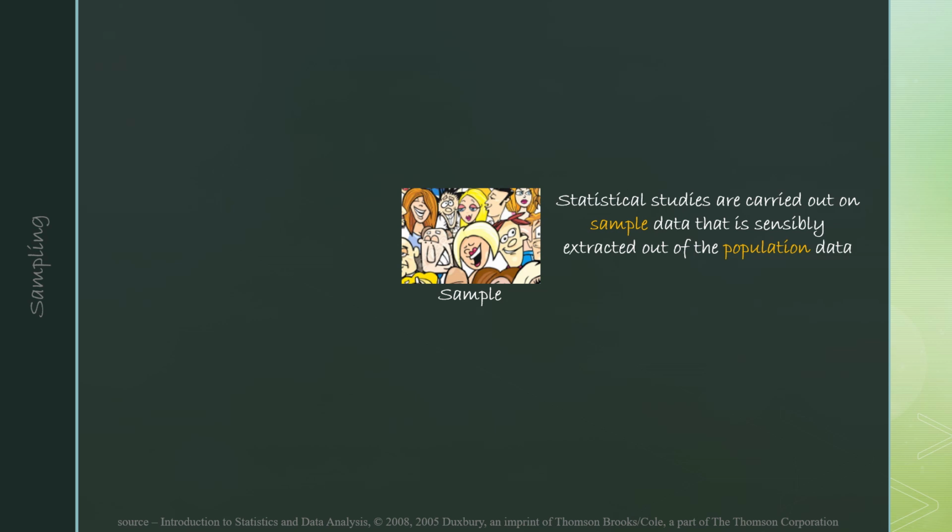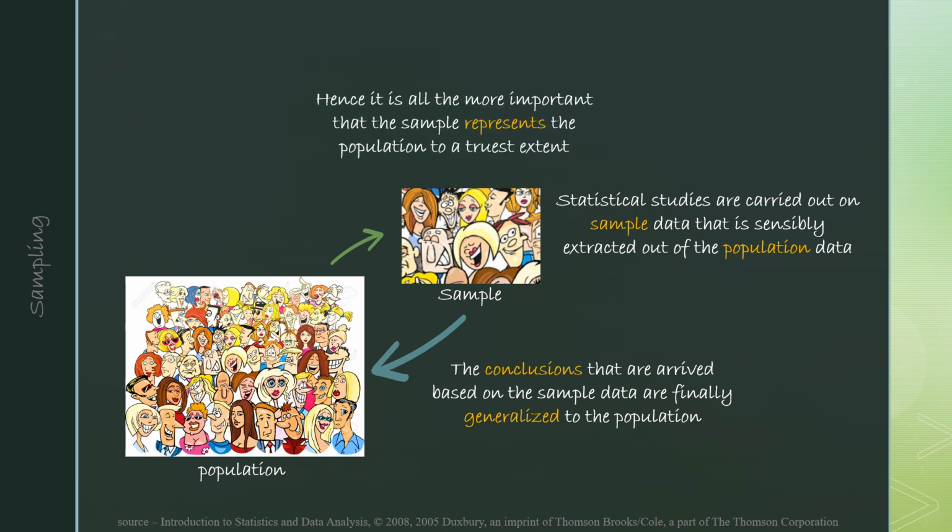Statistical studies, as discussed in the previous videos, are carried out on sample data that is sensibly extracted out of the population data under the study. The conclusions that are arrived based on the sample data are finally generalized to the population. Hence, it is all the more important that the sample represents the population to a truest extent.